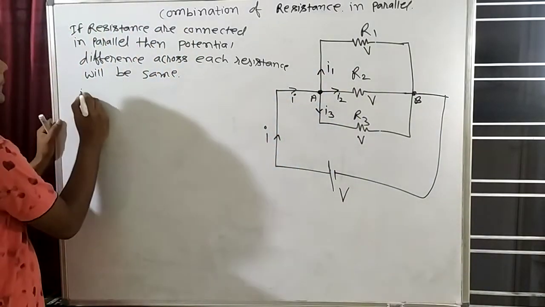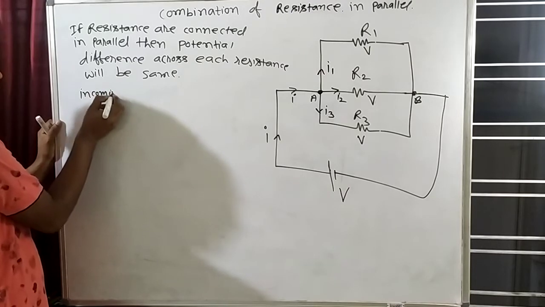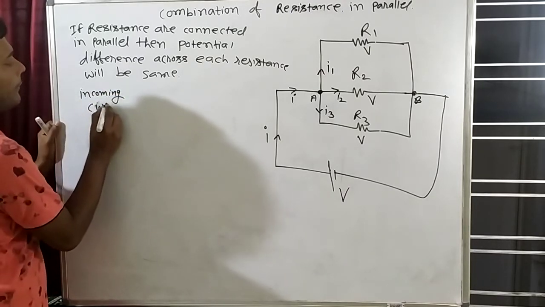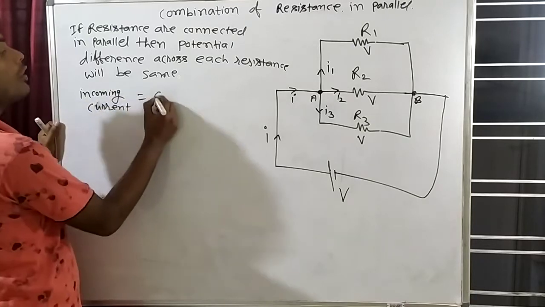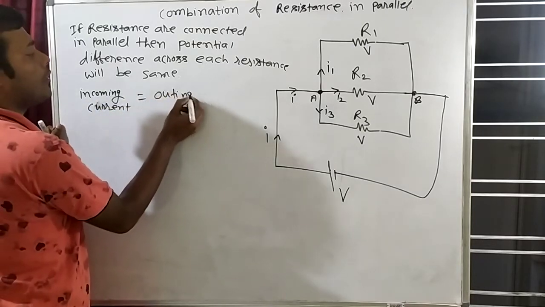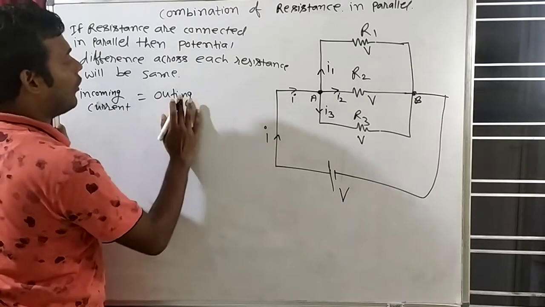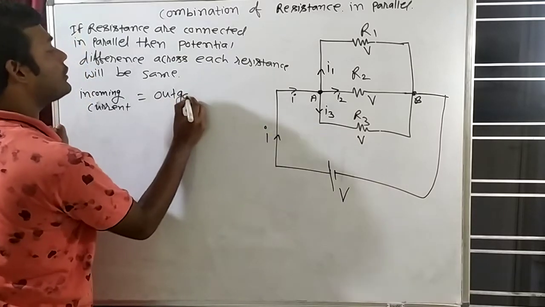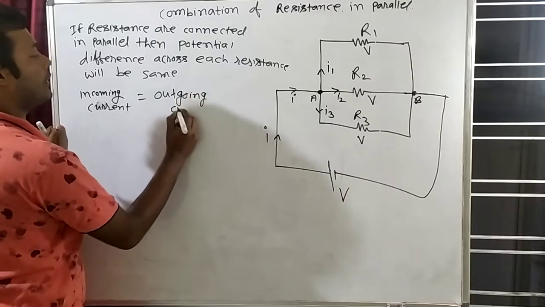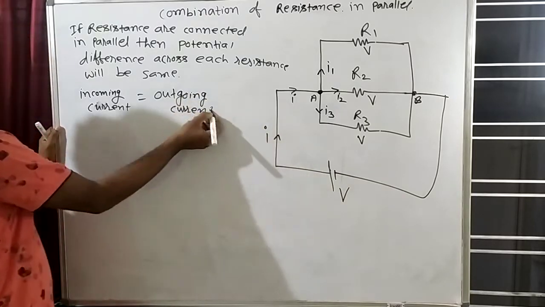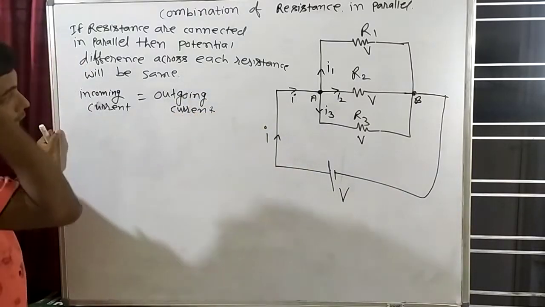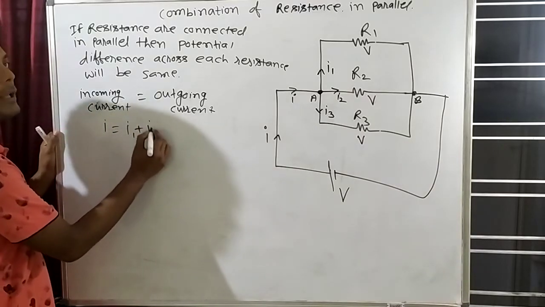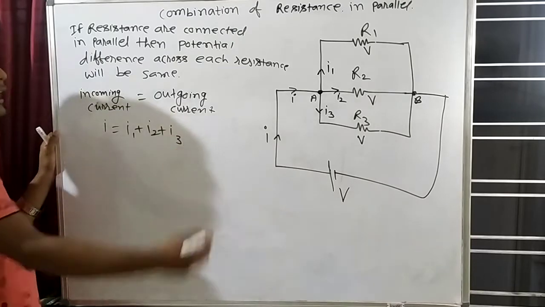So can we write that incoming current is equal to outgoing current. So at any junction, incoming current will be equal to outgoing current. So how much current is incoming? I, and how much current is outgoing? I1 plus I2 plus I3. So can we write this thing?